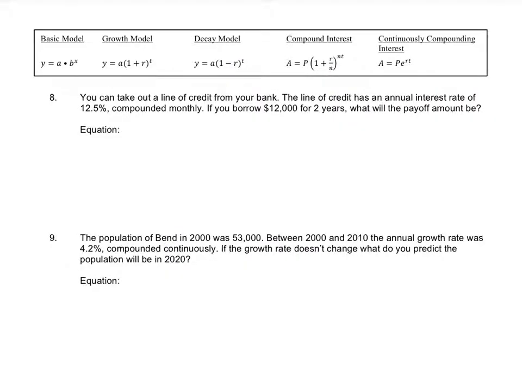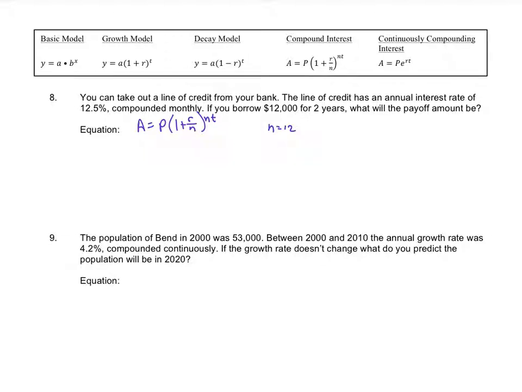Number 8, we're looking here that the line of credit has an annual interest rate of 12.5% compounded monthly. For number 8, we are going to find out how much we will have after 2 years if we borrow $12,000 and it's compounded monthly. So we're going to use compound interest. A equals P times 1 plus R over N to the NT power. When it's compounded monthly, that's 12 times per year, so N is going to be 12.